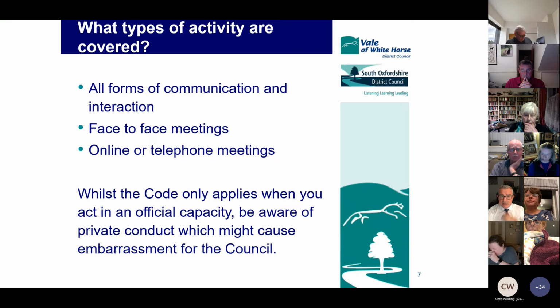So as I say there, obviously everybody expects us to behave to the highest standards in our public and private life. So just be aware of any activity which might cause embarrassment for your council. I've had a couple of complaints in relation to perhaps neighbour disputes, and they can cause complaints under the Code of Conduct, but we deal with them robustly.